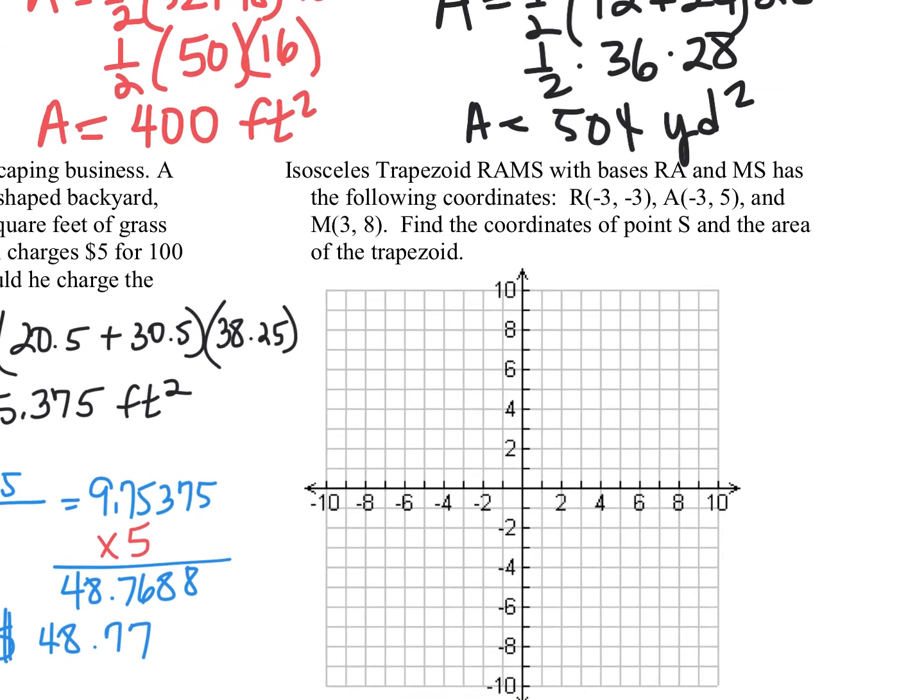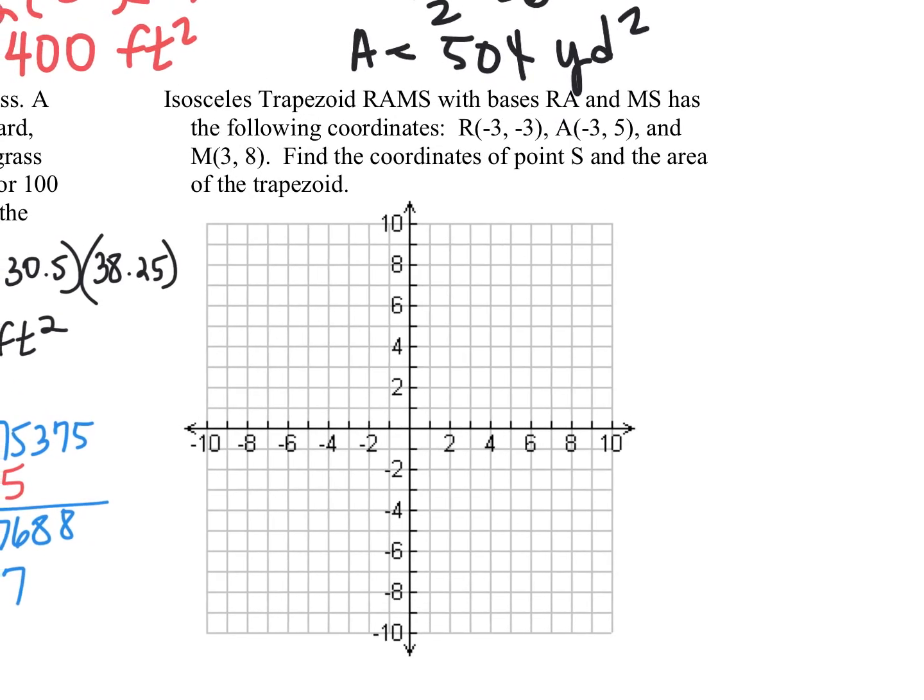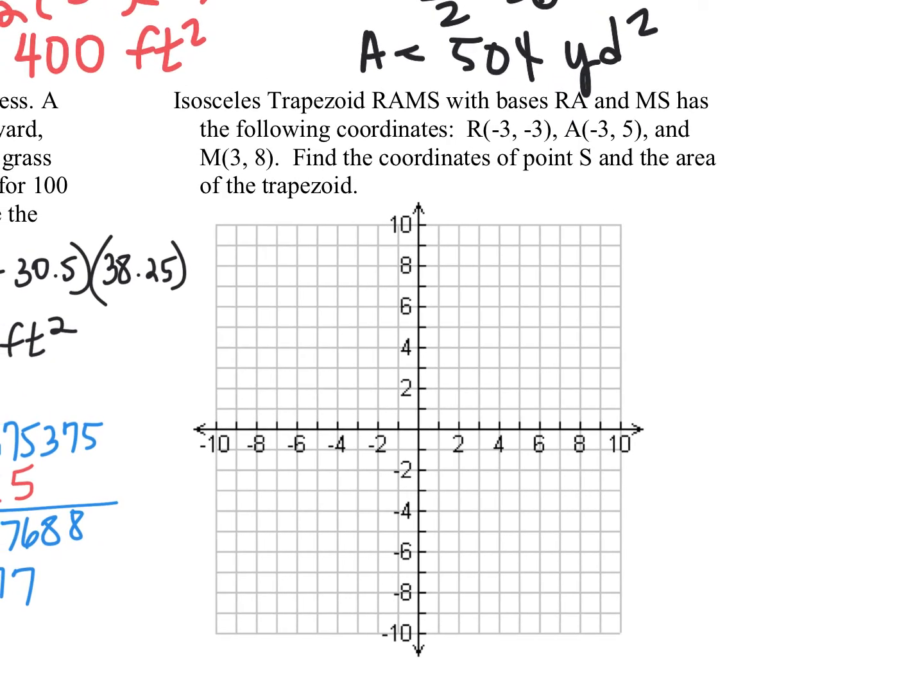One more example problem. Isosceles trapezoid RAMS with bases RA and MS has the following coordinates. R is at -3, -3. A is at -3, 5. And M is at 3, 8. Find the coordinates of point S and the area of the trapezoid.